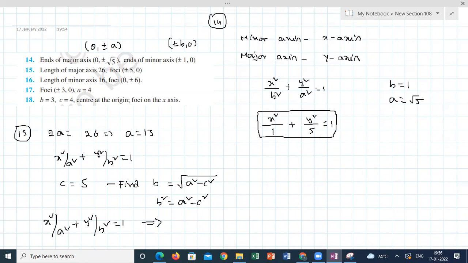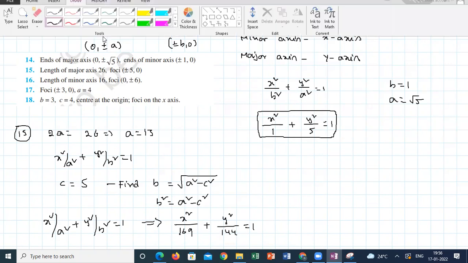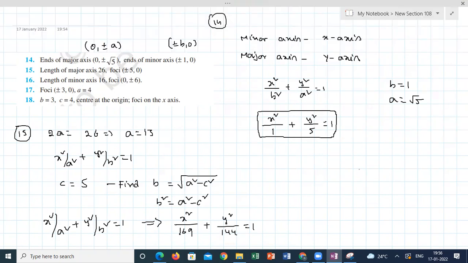So x square upon 169 plus y square upon 144 equals 1. X square upon 169 plus y square upon 144 is equal to 1 is the answer. Same as this, what is the answer for question number 16?